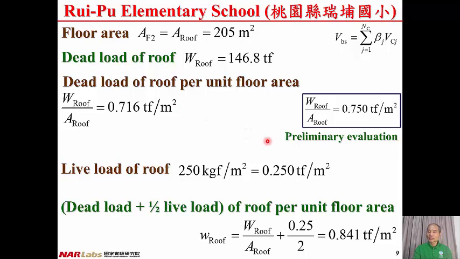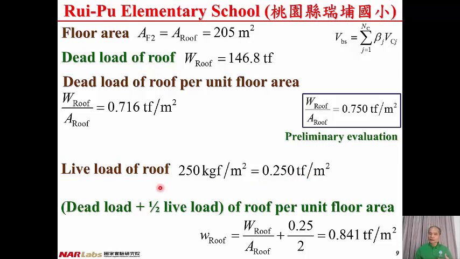And by comparing with preliminary evaluation, the unit dead load of the roof equal to 0.750 ton force per meter square. Therefore, preliminary evaluation is a little bit overestimate the unit dead load of the roof. And the live load of the roof equal to 250 kgf per meter square. That's 0.25 ton force per meter square.